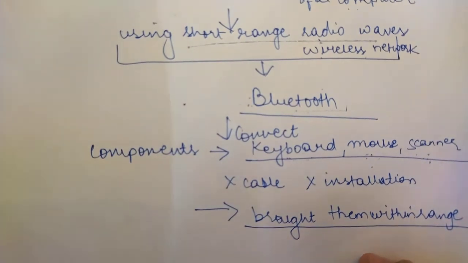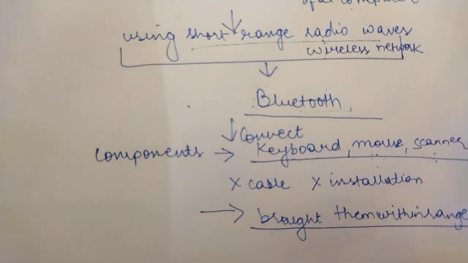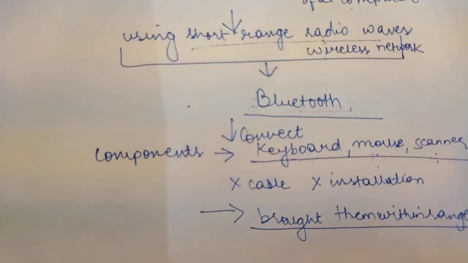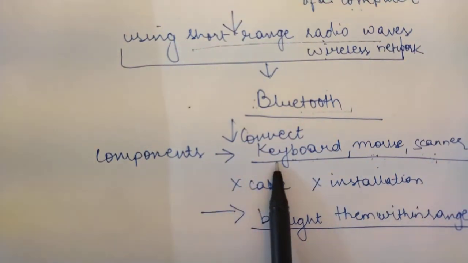If you want to hear music in your car using Bluetooth, what you do, you bring your mobile in the range of your car's Bluetooth, and once your mobile is detected through your car's Bluetooth, you can listen to the songs on your mobile or on YouTube in your car's speaker. This is what you do in a Bluetooth. You bring the components in the range of the main device. So this is what happens in the case of a computer also.